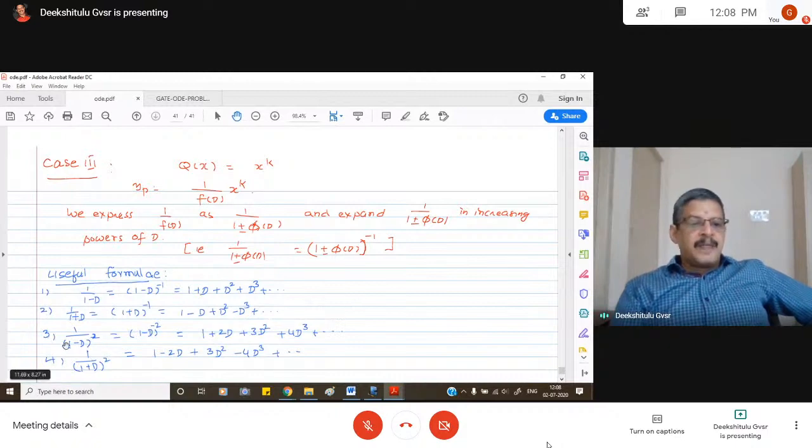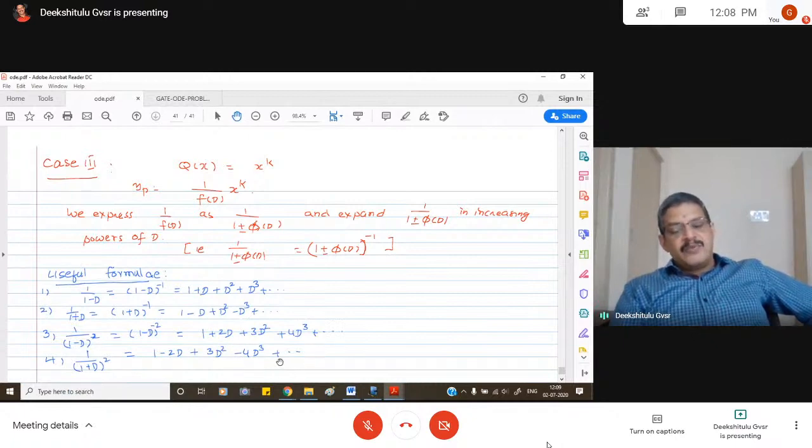The other one is 1 by 1 minus D whole square. You can write this as 1 minus D power minus 2. This is 1 plus 2D plus 3D square plus 4D cube, and so on. And 1 by 1 plus D whole square is 1 minus 2D plus 3D square minus 4D cube, and so on.